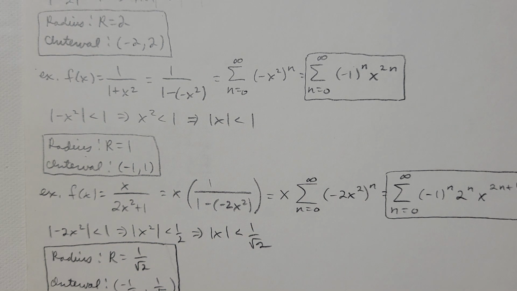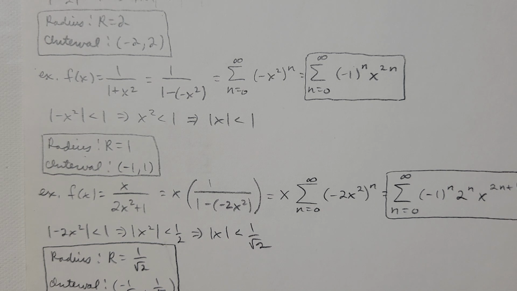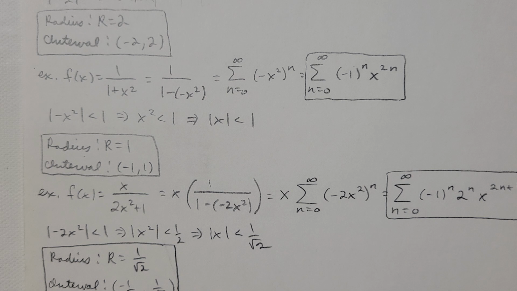Now again, I don't need to check the endpoints because I'm not using the ratio test. If I were doing anything with the ratio test, then I must check the endpoints. That was in the last section. Don't get these two tests confused. Some students do that. Don't do that. So we're using a geometric series.